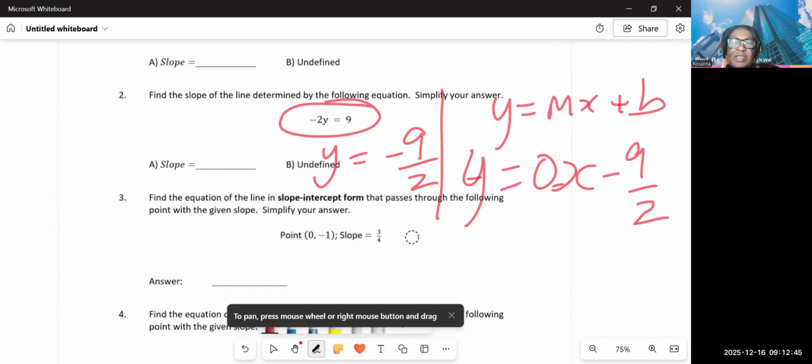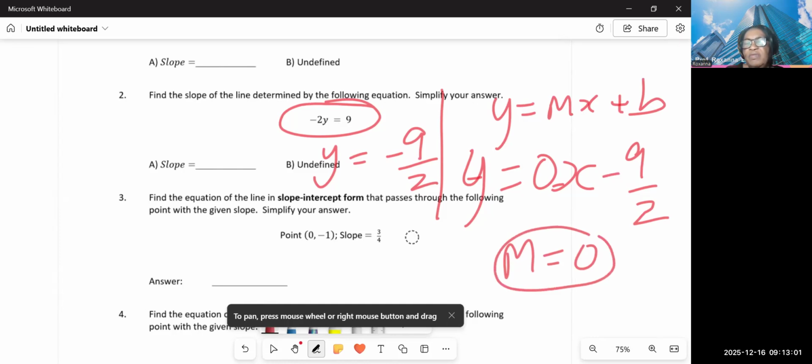So I have rewritten the equation in slope-intercept form, which means that the slope of the line is 0. The y-intercept is -9/2. The slope of the line is 0. So that is question number 2. So let's go to question number 3.